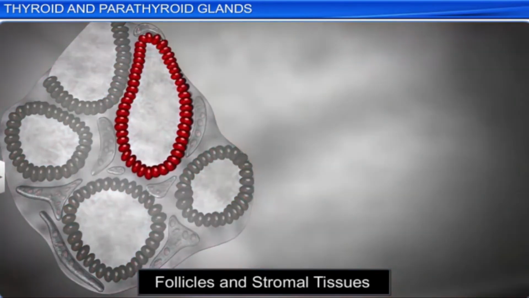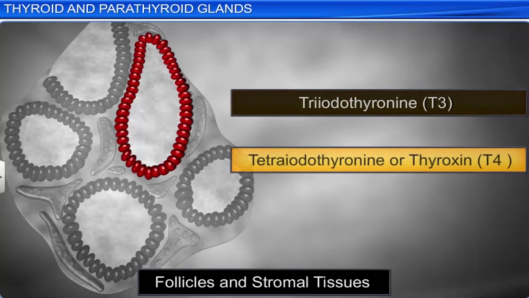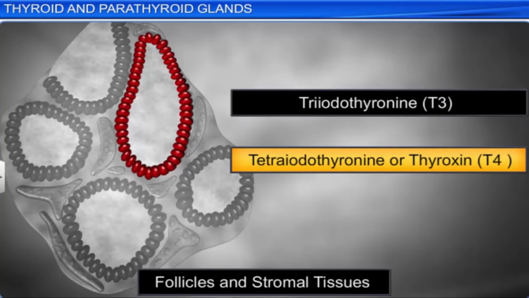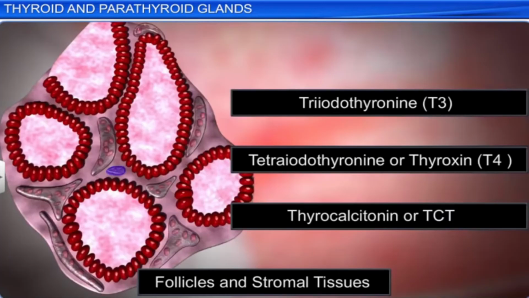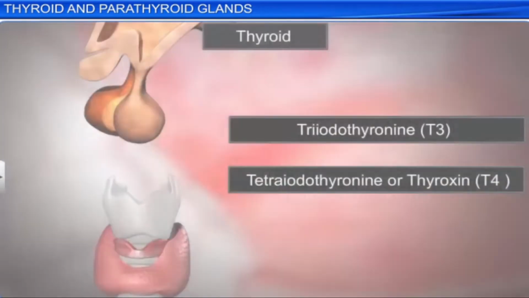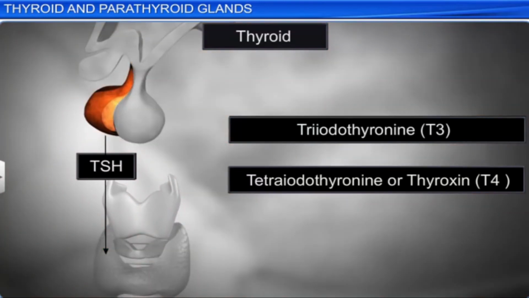The thyroid follicular cells produce two hormones, namely triiodothyronin or T3, tetraiodothyronin or thyroxin or T4, whereas the parafollicular cells scattered between the follicles and the stroma produce thyrocalcitonin or TCT. The synthesis and secretion of T3 and T4 hormones is regulated by the thyroid stimulating hormone or TSH produced by the anterior pituitary gland.